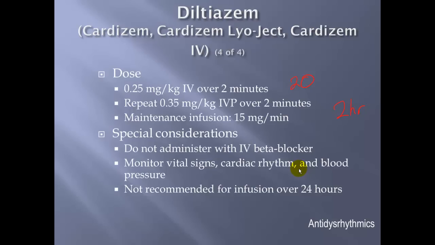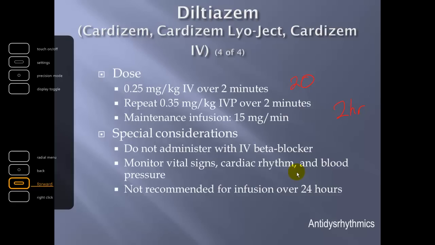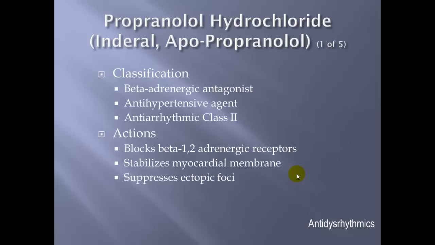Special considerations: do not administer with IV beta blockers. If we block the velocity or the ability to contract, and we slow down the rate as well, we can actually have pretty dire effects. Monitor vital signs, cardiac rhythms, and blood pressure. Not recommended for infusion over 24 hours. This is only being used in the acute phase.